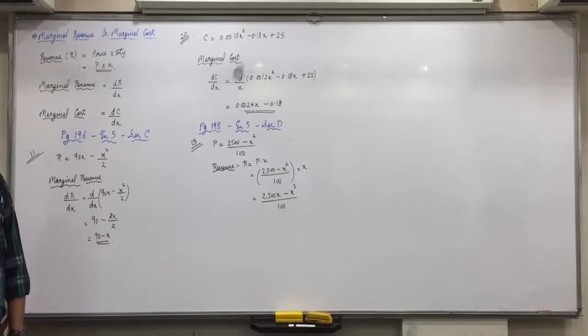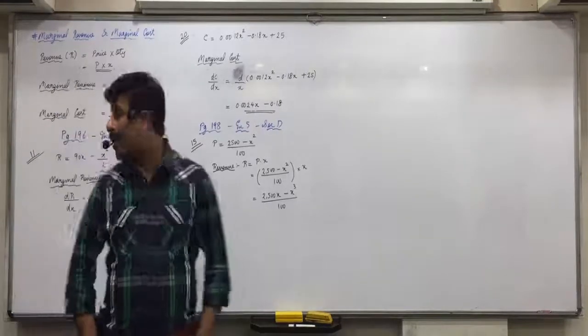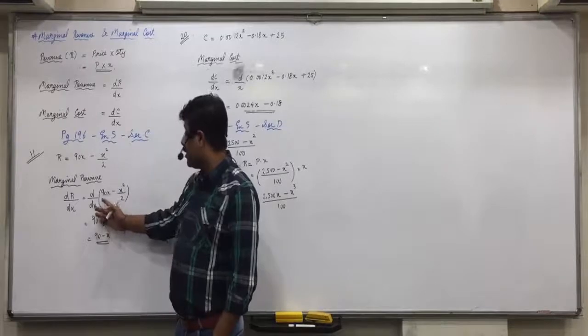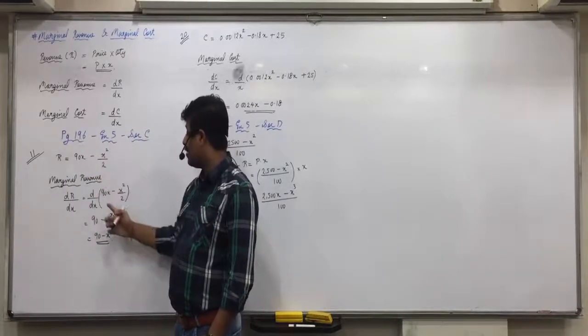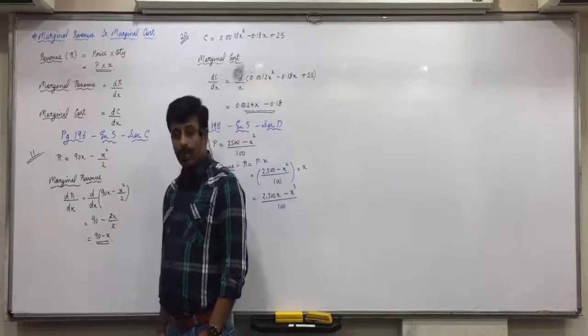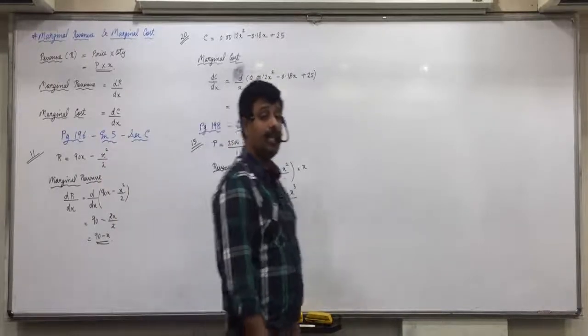Now raise your hand. How would you differentiate this? Like this we could simply differentiate. 90x becomes 90. X square becomes 2x by 2. How would you differentiate this? Raise your hand.